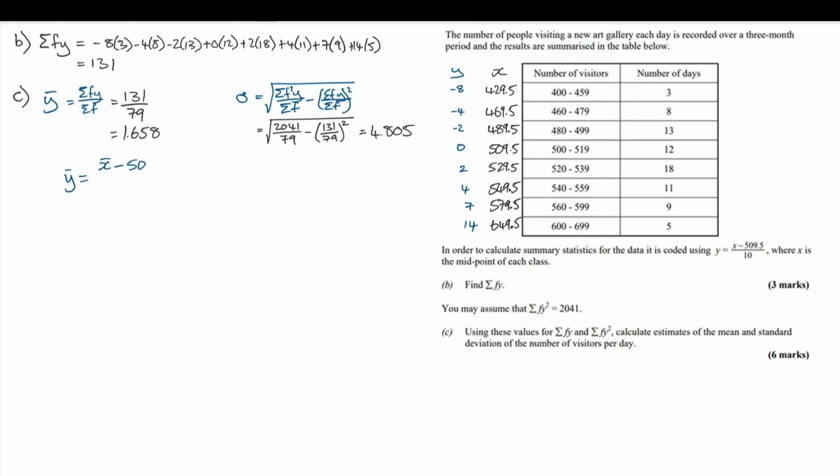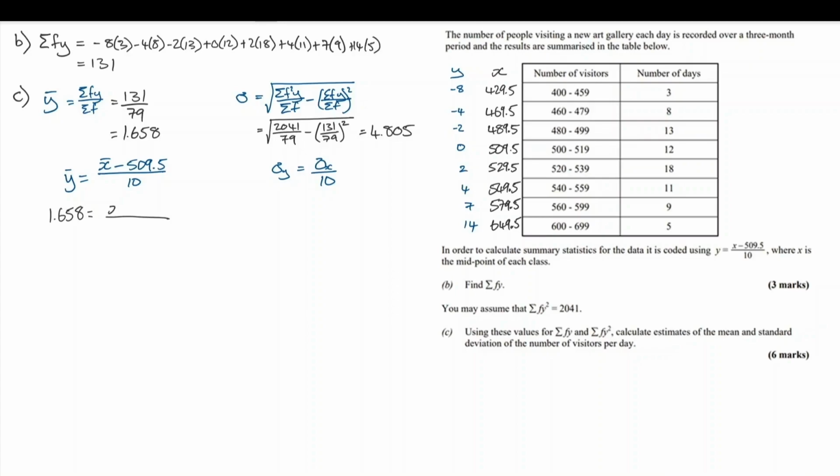Well, let's see what the coding formula is for each of these. When we're coding or uncoding the mean, we use all of the formula, so all of the steps, the subtraction and the division. When we're coding or uncoding the standard deviation, we can ignore any adding and subtracting. It's only the division that we need.